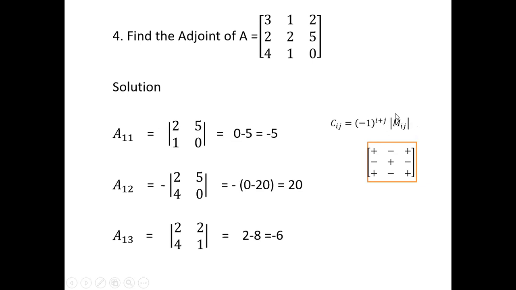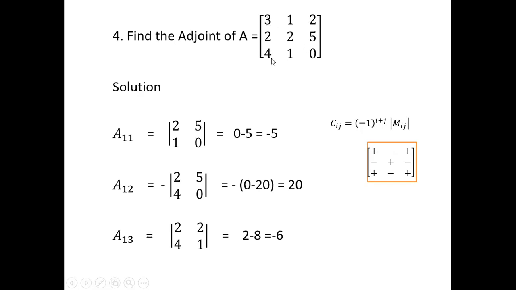Already we have seen in the previous slide how to find the minor Mij. Now, how to find the cofactor? What is the formula for finding the cofactor of a 3 by 3 matrix? Cij equals (-1) power i plus j. Here these are C11, C12, C13. First, the cofactor C11: (-1) power i equals 1, j equals 1, so (-1) power 1 plus 1.